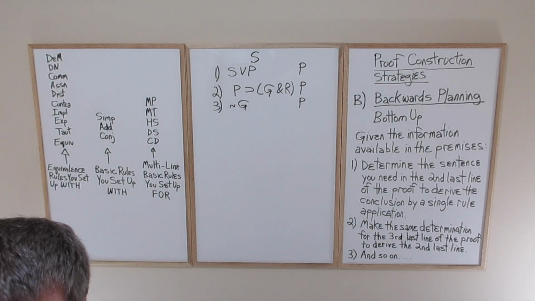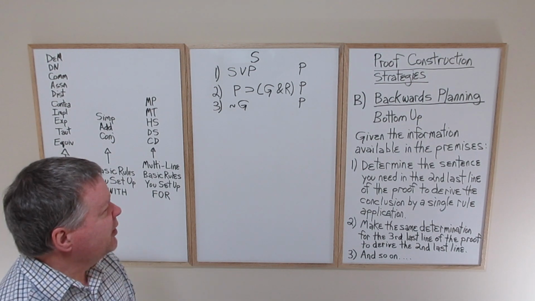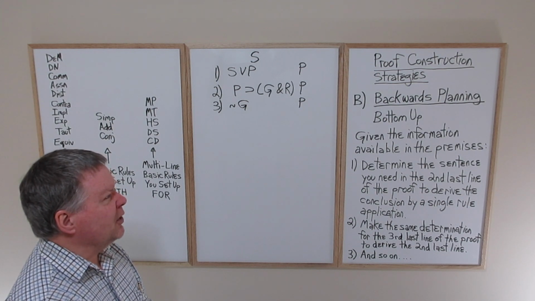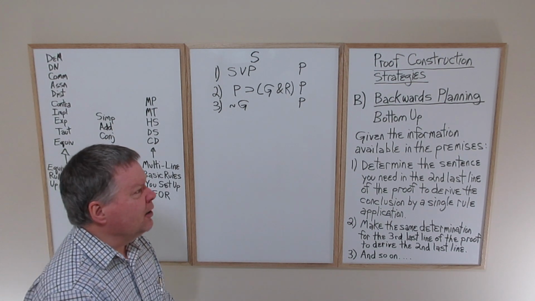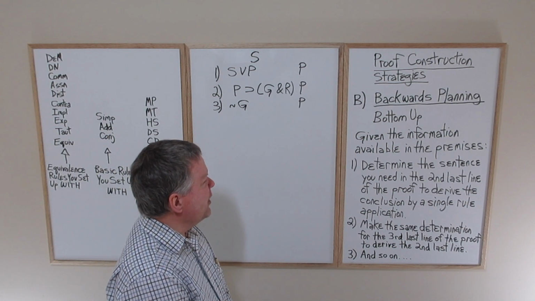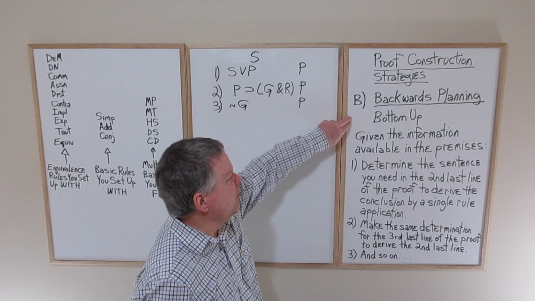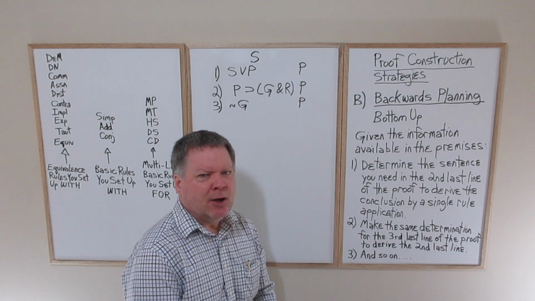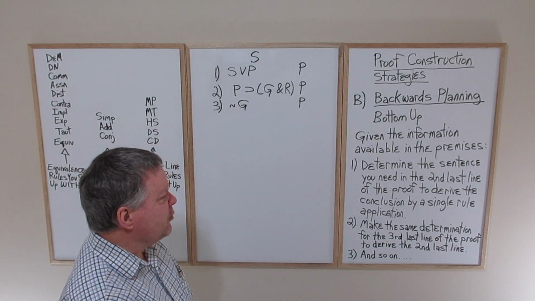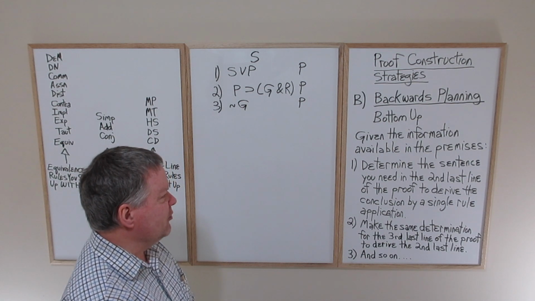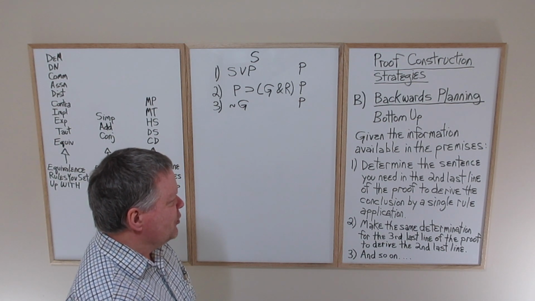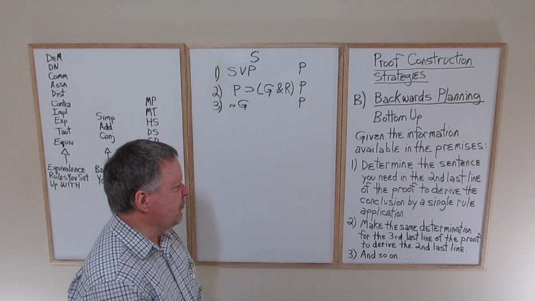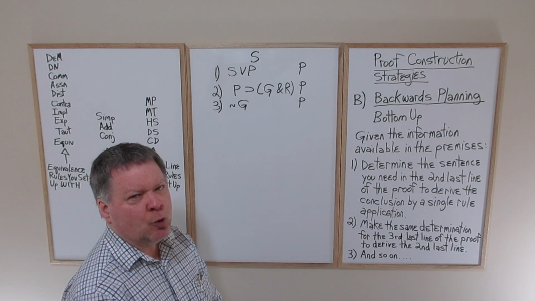Here's another simple proof where we can consider an alternative proof construction strategy that's called the backwards planning strategy. Unlike the make use of / get rid of strategy, which is top down, the backwards planning strategy is bottom up. Here's the general idea. Given the information available in the premises, determine the sentence you're going to need in the second last line of the proof in order to derive the conclusion by a single rule application.